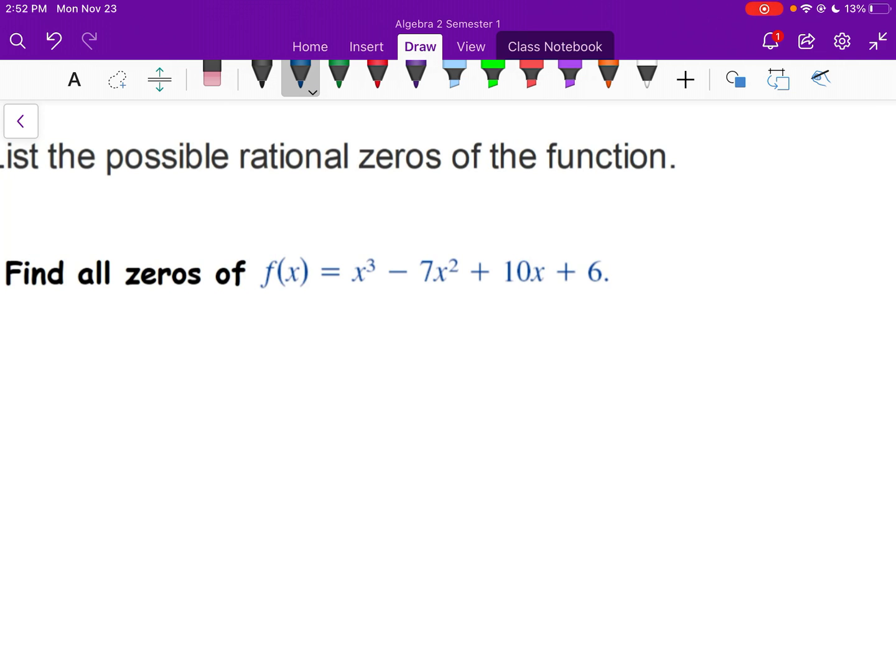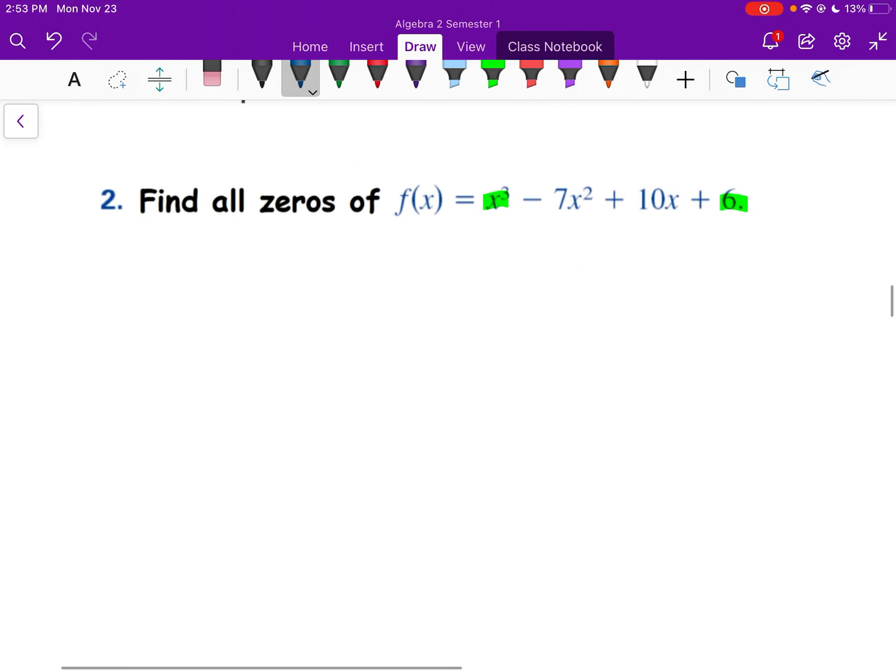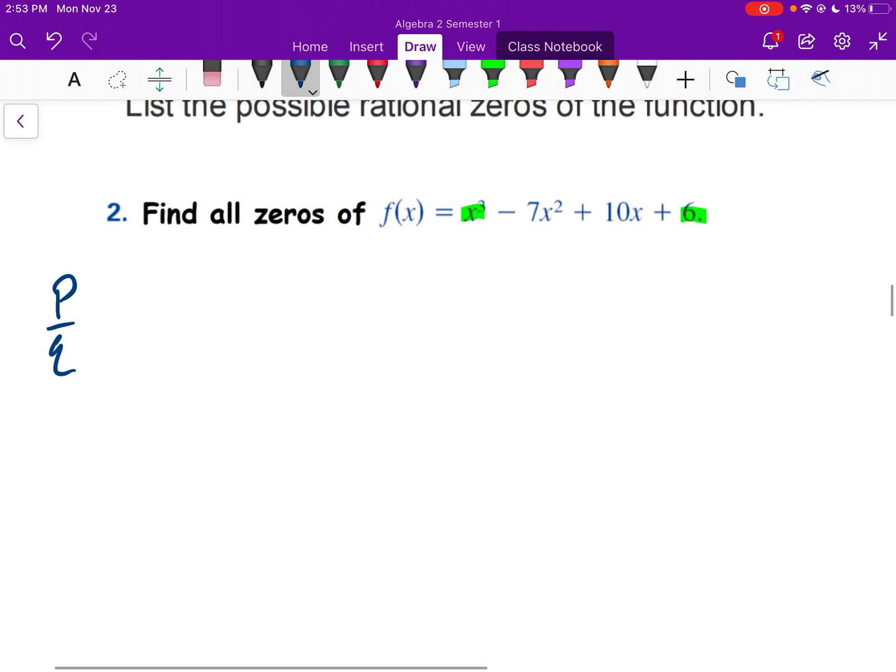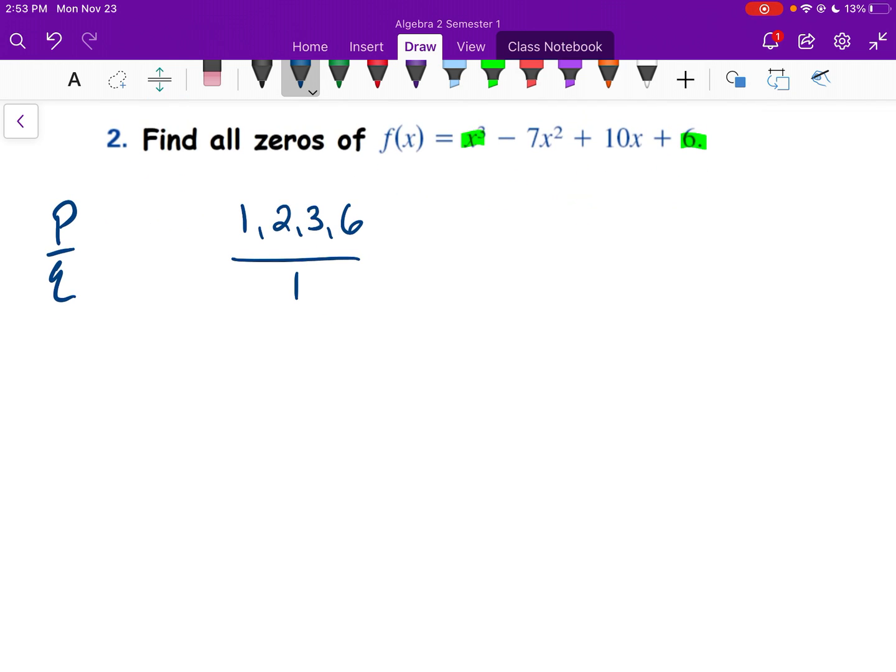Okay, so let's go ahead and do another example. Again, we're looking at just the constant and the leading coefficient. Since it's the leading coefficient, we need to make sure it is in standard form, which it is. So we're looking here and here. Again, p over q, p being the factors of the constant, which is 6. My factors of 6 are 1, 2, 3, and 6: 1 times 6 is 6, 2 times 3 is 6. And then q are the factors of the leading coefficient, which is 1 in this case, so just 1.